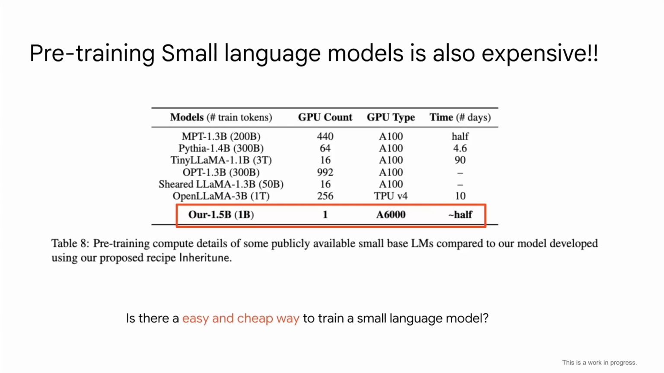This is the challenge that we're going to discuss in the next slides. The idea is to democratize pre-training. If somebody can pre-train a billion-size model, still small compared to larger LLMs, can we democratize pre-training of LLMs? That's the core goal. And I framed this problem as: is there an easy or cheap way to train a small language model?